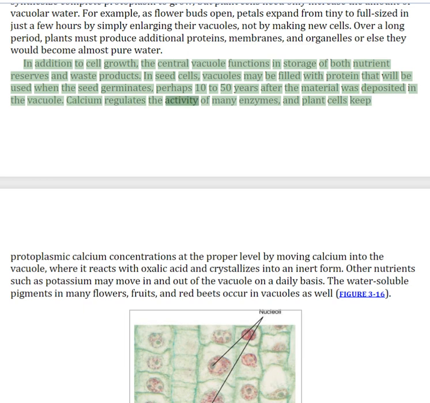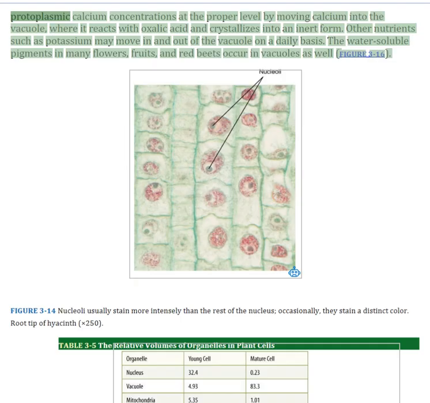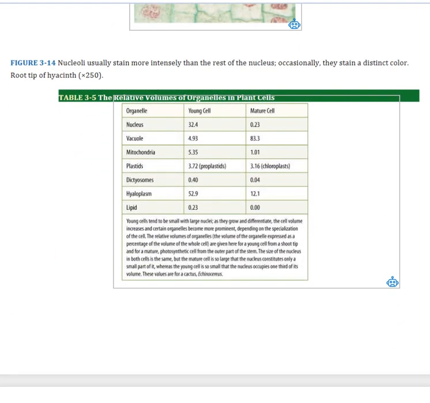Calcium regulates the activity of many enzymes, and plant cells keep protoplasmic calcium concentrations at the proper level by moving calcium into the vacuole, where it reacts with oxalic acid and crystallizes into an inert form. Other nutrients such as potassium may move in and out of the vacuole on a daily basis. The water-soluble pigments in many flowers, fruits, and red beets occur in vacuoles as well.